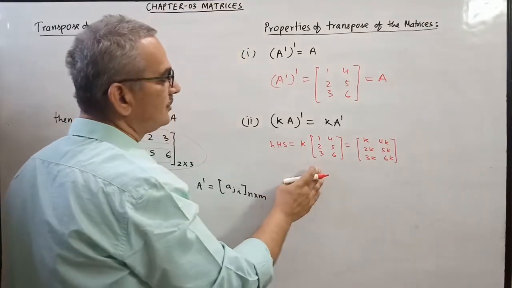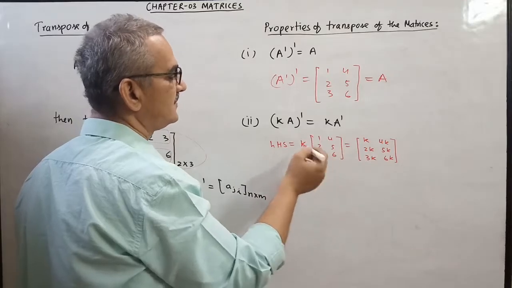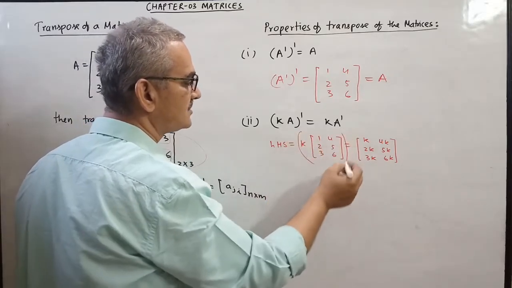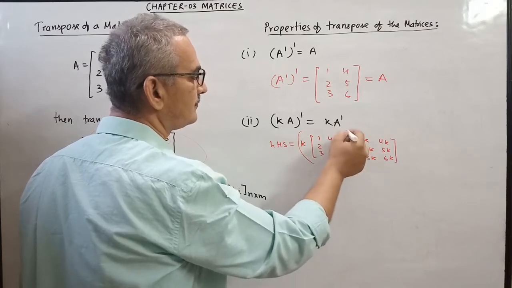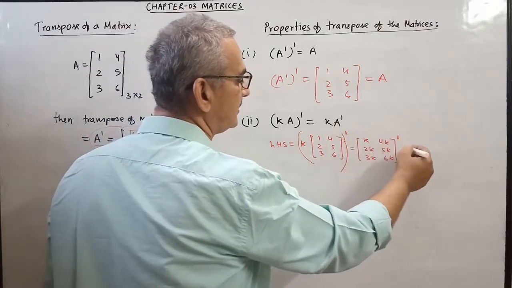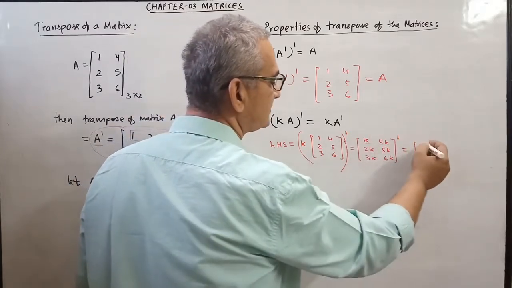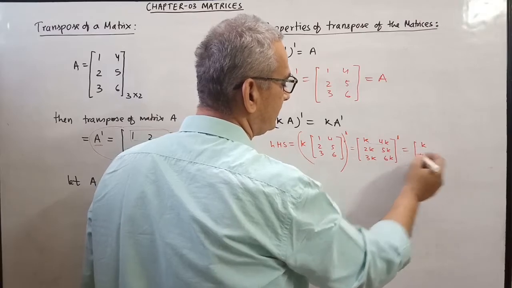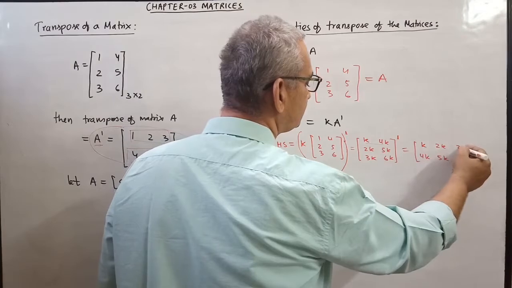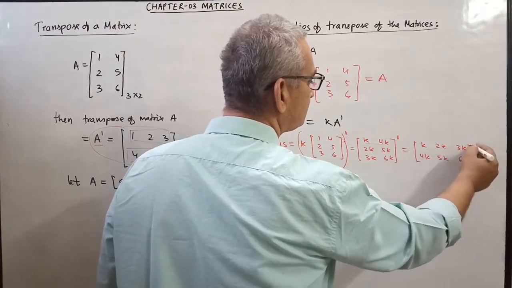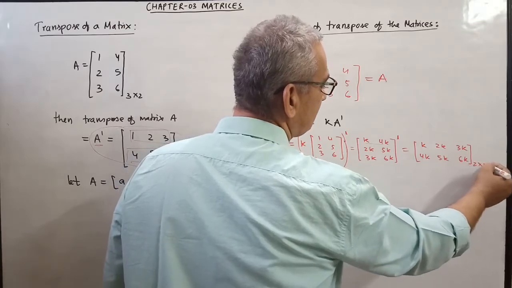Now you are taking the transpose of this matrix. So let's take the transpose here. What will you get? The first row will become the first column, so k, 4k. The second row becomes the second column, and the third row becomes the third column, and the order of this matrix is 2 by 3.